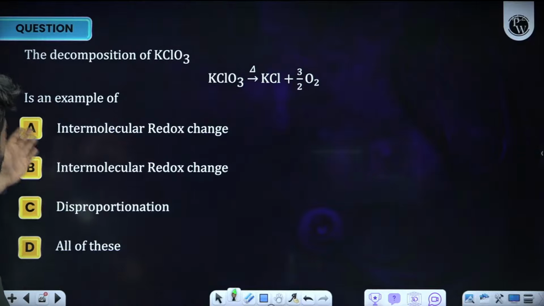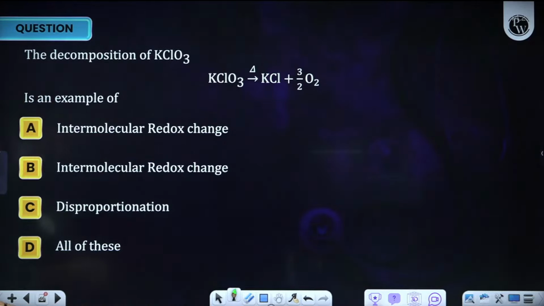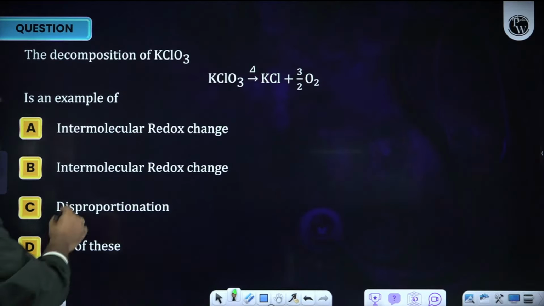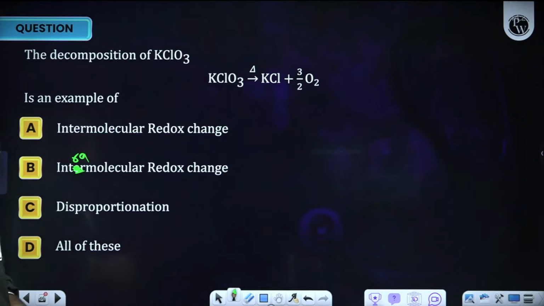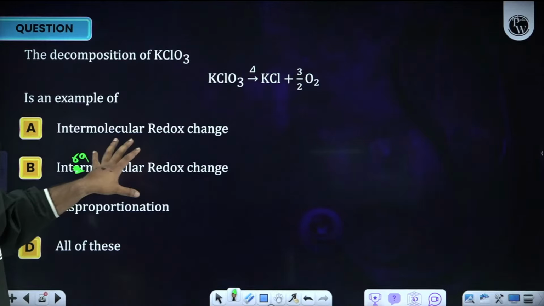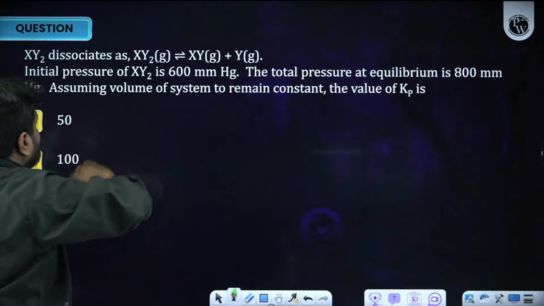Decomposition of KClO3 is an example of what? Intermolecular redox reaction. This is inter, this is intra, disproportionation, all of this. Like this, I am giving general questions here. Take it as homework and try to solve.